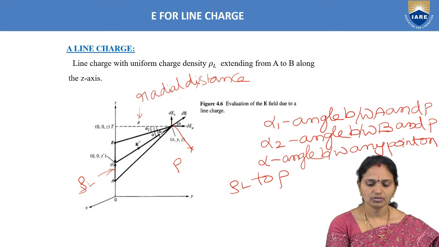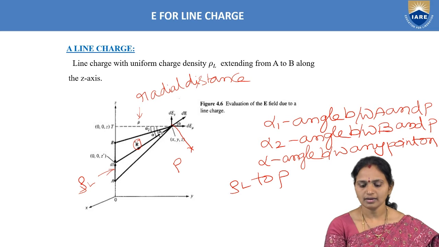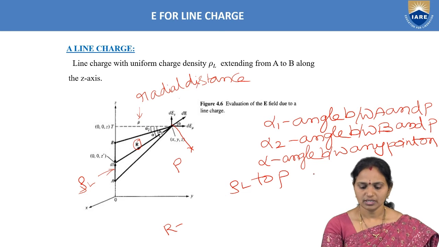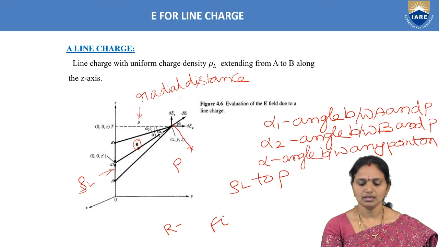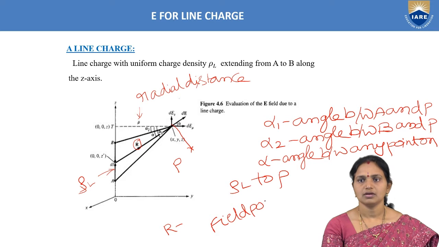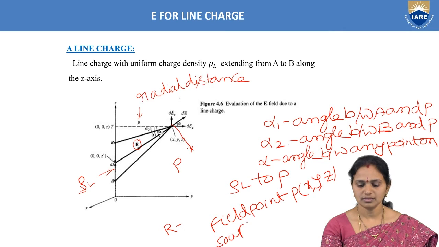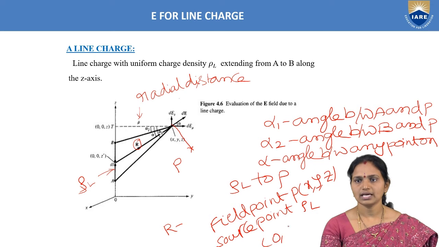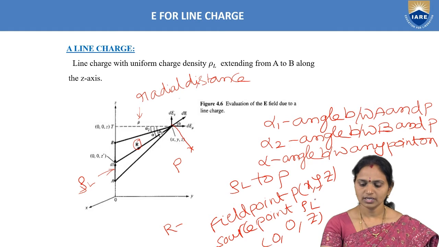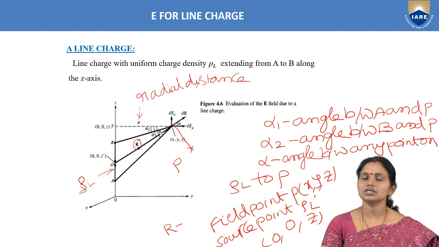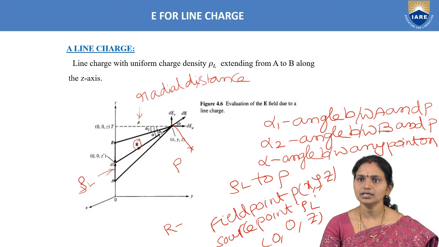And next we have one more letter, R. R is the distance between the field point and the source point, where the field point is point P. Its coordinate parameters are x, y, z. And the source point is rho L, which is placed on the Z axis. So our source point is any point on rho L along the Z axis, and we can take it as 0, 0, comma z.